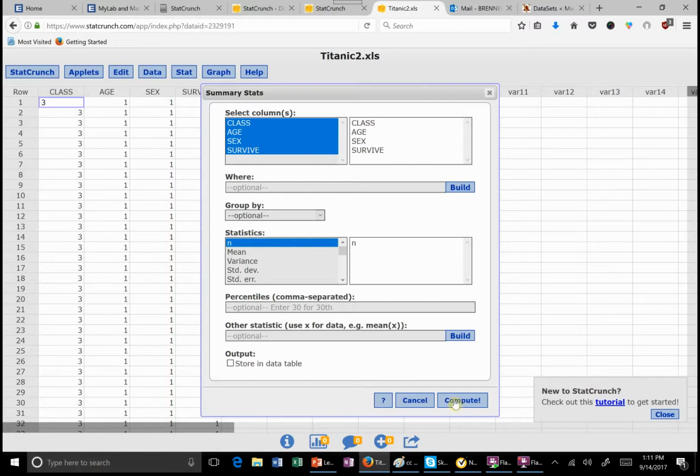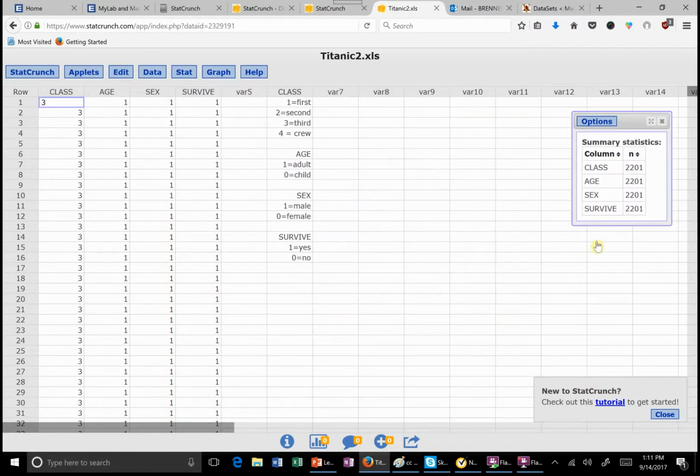All right, I'm going to go ahead and click compute. And notice what it's telling me. It's reporting the number of data values for each of those variables. The reason why I'd like to do it for all of them is I want to see if they're missing any of them. So you notice that all of these variables, class, age, sex, and survive, they all have 2,201 data values. And so either all the data values are present or they happen to be missing the same number of data values in weird ways, right? If they were all missing the same data value, you wouldn't even have a record, okay? So I'm going to go with the fact that they're all in. So I know now that I have 2,201 people.